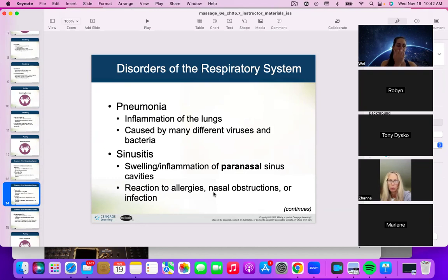Now, as long as the viral infection is present, massage can be, if there's no infection, if the infection is gone, then the same thing. Massage can benefit people with opening their passages and allowing them to breathe. But again, if there's inflammation, this word you'll see all the time, itis, inflammation, they have the same thing.